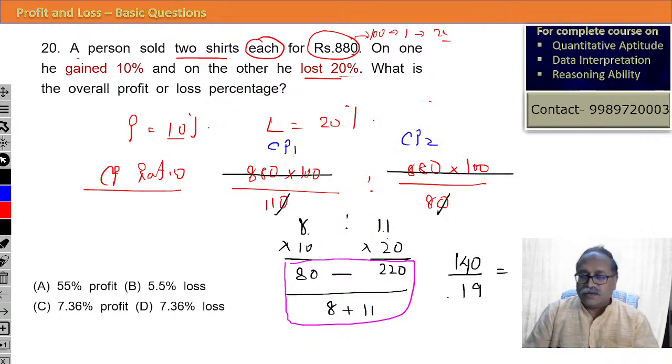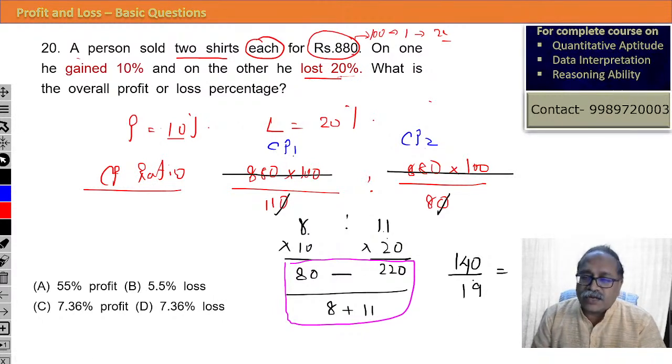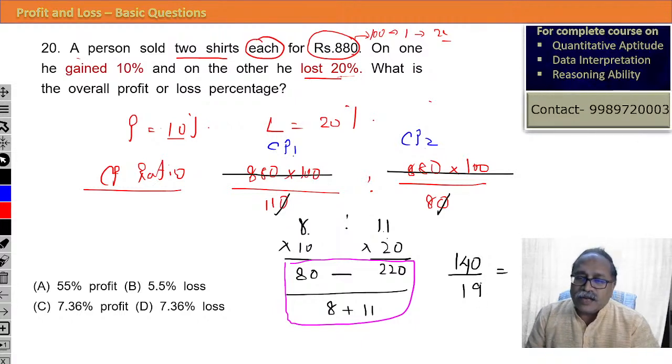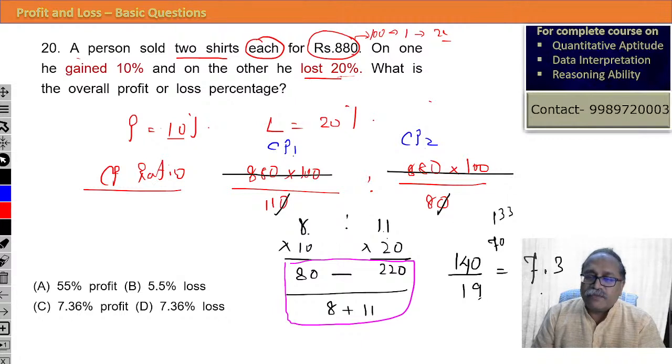I think here I am clear. So that's 220 minus 80, 140 by 19. That's correct. Now I'll go with 19. How many times? 7 times. 19 into 7 is 133. Now I am left with 7 here. I'll put the decimal. So now it has become 70. With 19, how many times? 3 times. So my answer should be approximately 7.3 or closer to that.